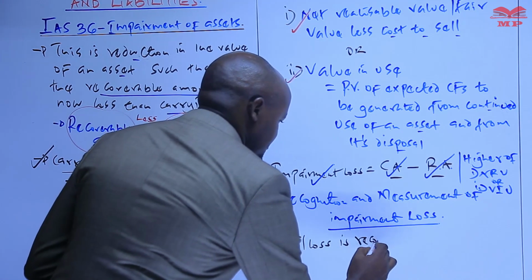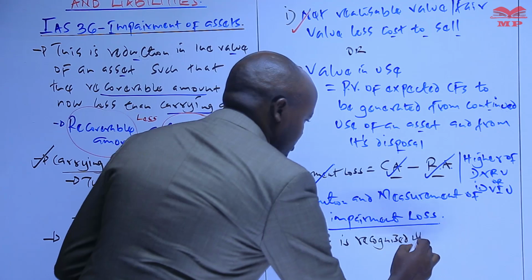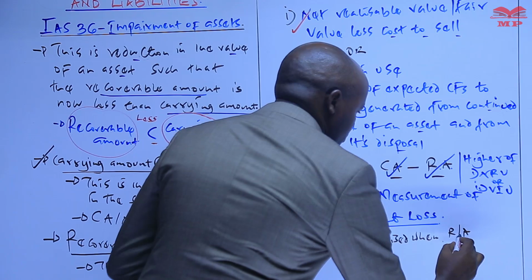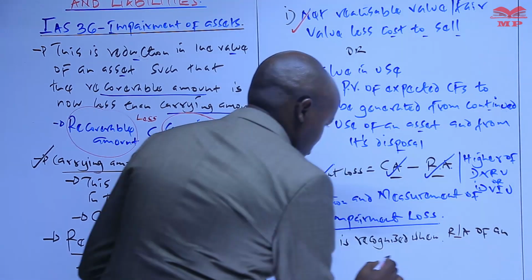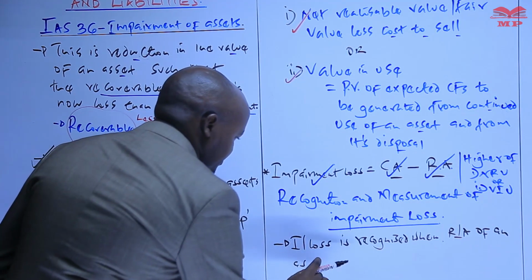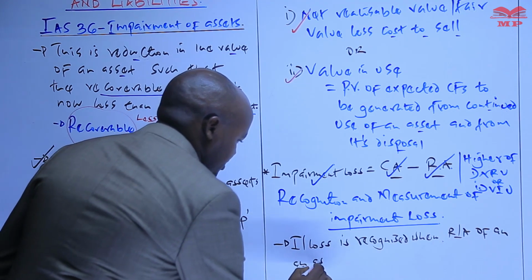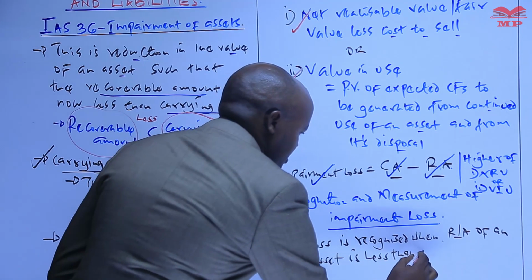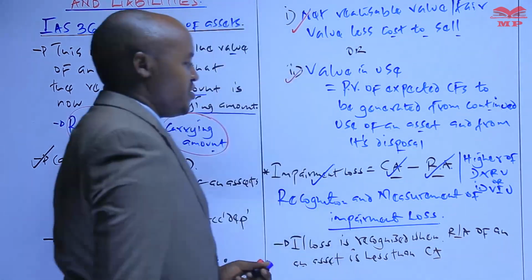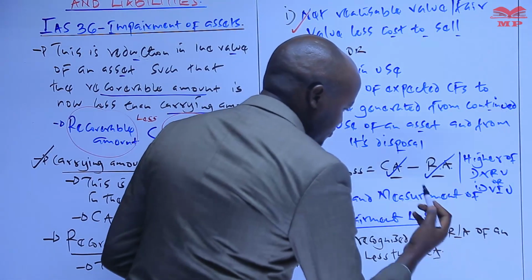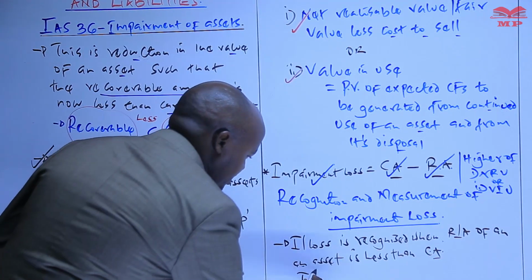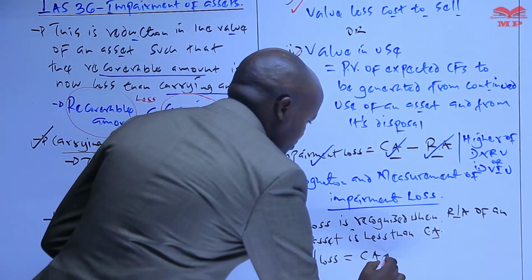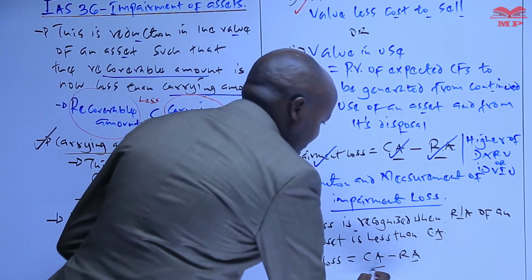Maybe you can just mention that here, that impairment loss is recognized when the recoverable amount of an asset is less than the carrying amount, which is the CA. And in this case, the amount of impairment loss will always be equal to the carrying amount minus the recoverable amount.